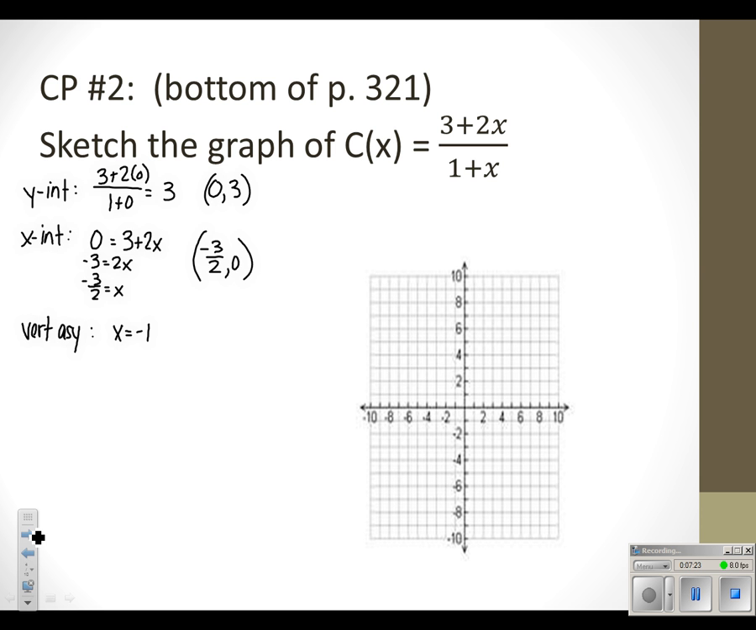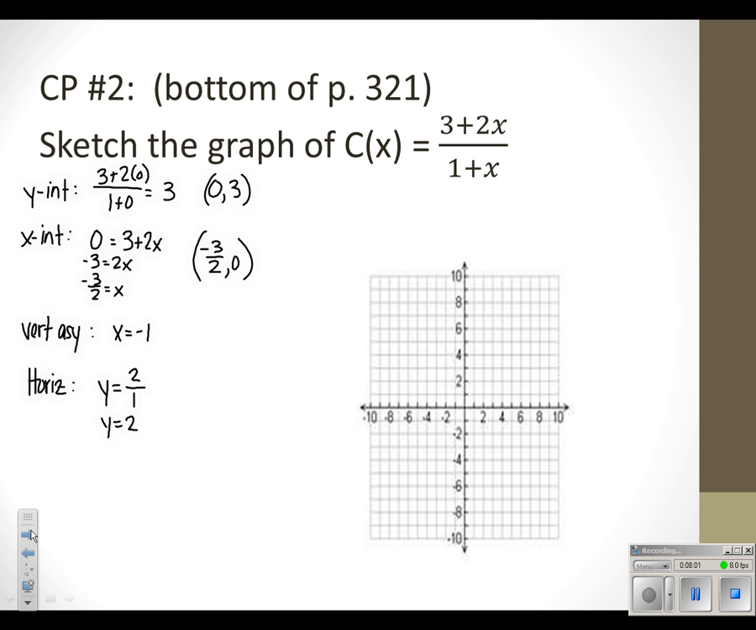Horizontal asymptote. Look at the degrees of your functions. The top function, or the numerator function, has degree 1. The bottom one also has degree 1. So where the degrees are the same, we let y equal the ratio of the lead coefficients. Our lead coefficient on the numerator function is 2, and the lead coefficient of our denominator function is 1. So y equals 2 ends up being our horizontal asymptote line.